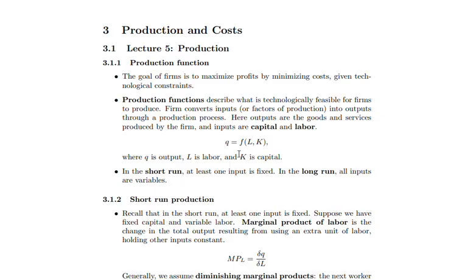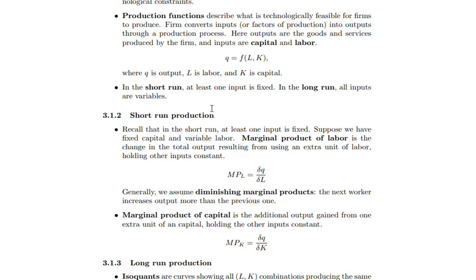The goal of firms is to maximize profits by minimizing costs, given technological constraints. The production function describes what is technically feasible for firms to produce. A firm converts inputs into outputs through the production process. Here, outputs are the goods and services produced by the firm, and inputs are capital and labor. Quantity equals a function of the inputs, capital and labor. L equals labor, and K is capital.